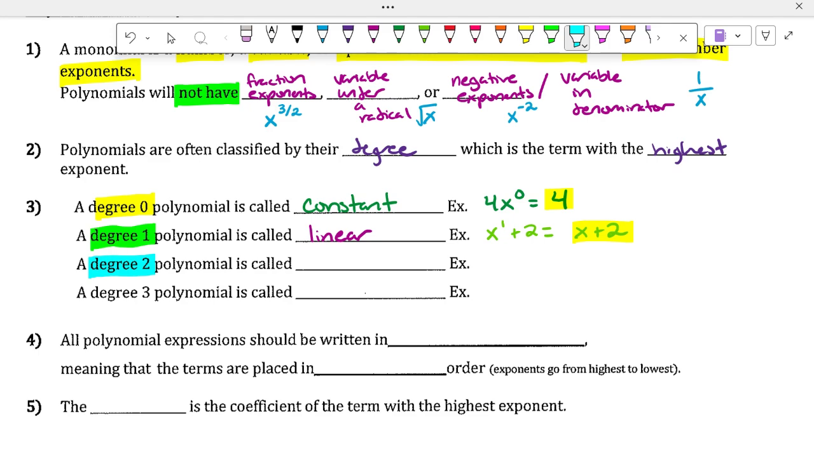It has a degree of 2. So that means there's an x squared somewhere in there. So, for example, it could be 4x squared plus 3x minus 5. All right? It contains that x squared. That is called what this entire unit is about. So what do you think it's called? A quadratic.